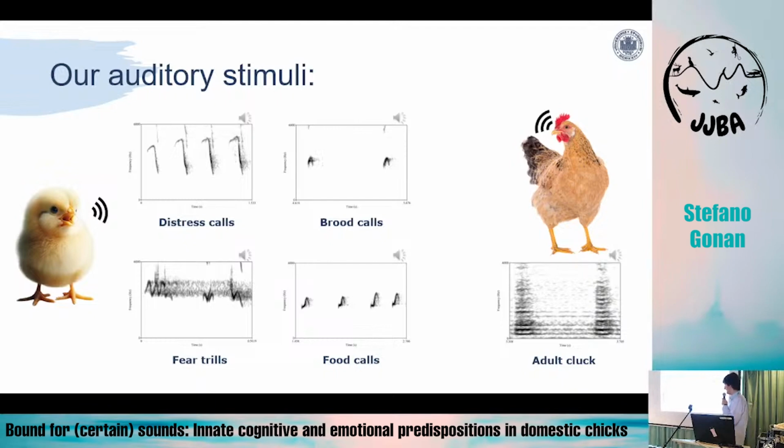Then we have another negatively valenced vocalization, that is the fear trill, which is kind of particular because it's emitted both when chicks are frightened, but also when they are negatively surprised by something or someone. And it has this strong frequency modulation compared to all of the others. And then we have the food calls, and as the name implies, it is emitted when there is a presence of food resources. In the end, we have the adult cluck, that is the typical vocalization emitted by chickens when they are exploring their surroundings.